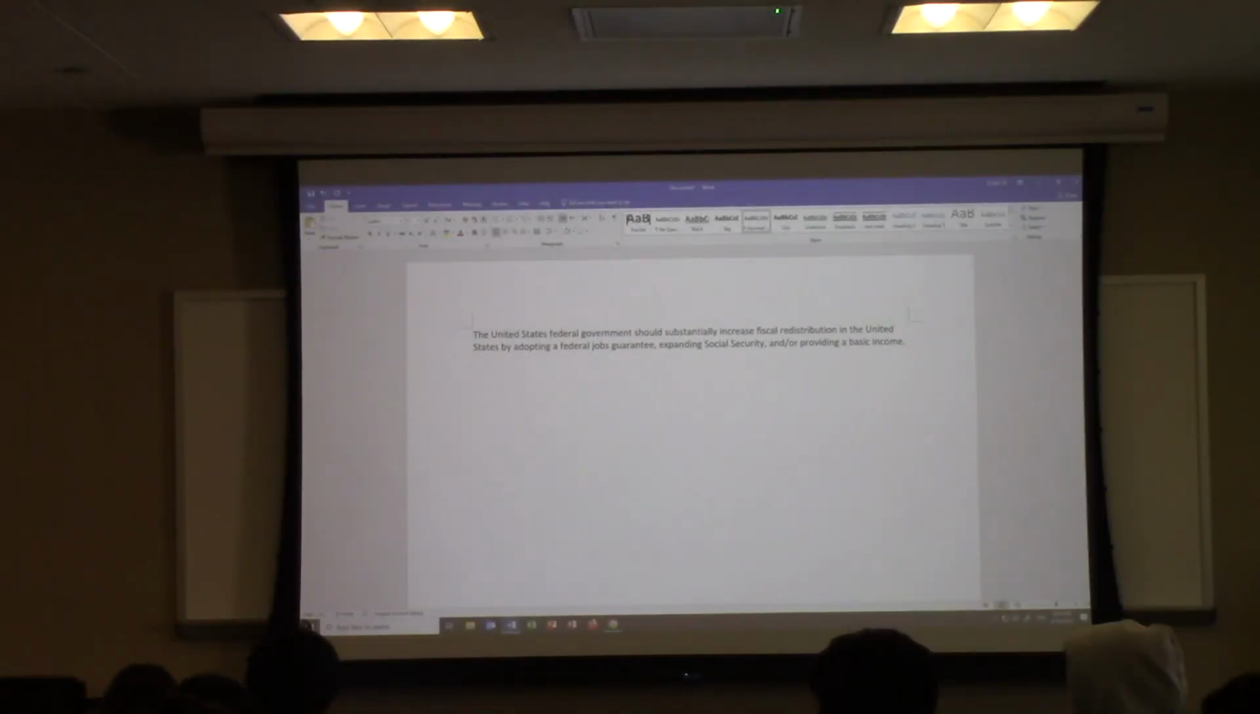Today we'll be talking about topicality. So here's our lovely resolution on the board. I know all of you have seen this before.